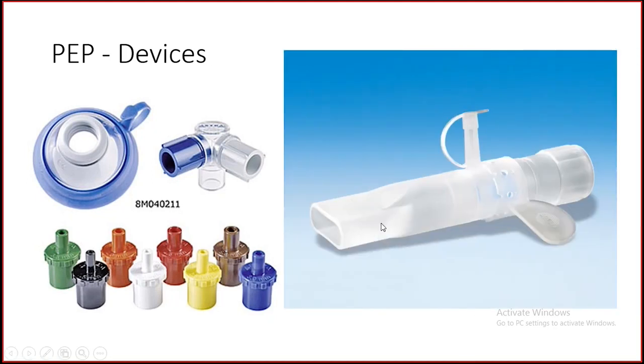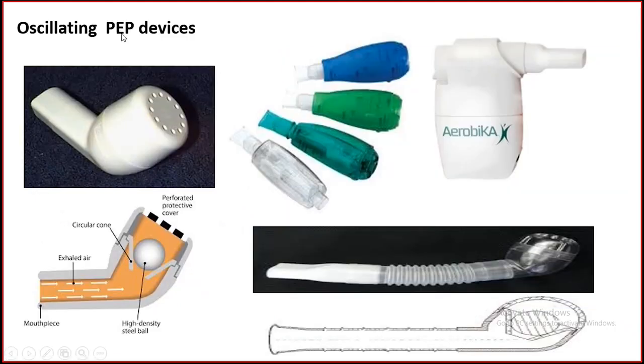Like that, there are simple devices. Here, rotating this part can change the pressure. And there are oscillating PEP devices like this. Some contain a magnetic ball which vibrates or oscillates while expirating, or there are some lung flute like devices, or Acapella-like devices, or Aerobika. Those are all trade names. This is a Flutter device. The important thing is this produces both, because it provides PEP as well.